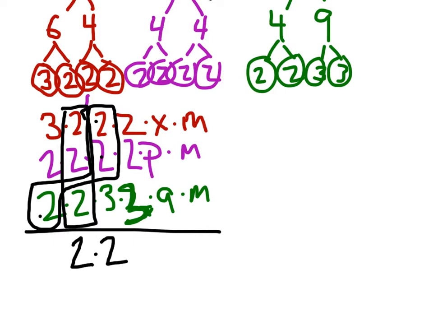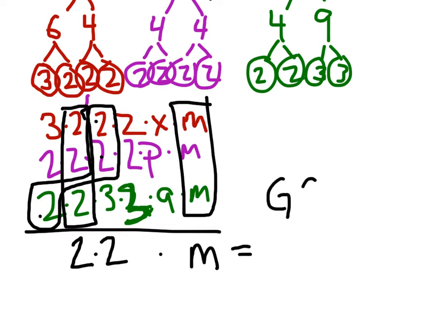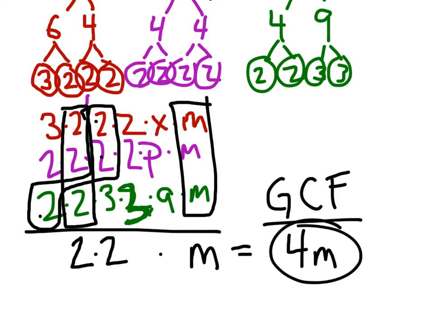Okay. What about any 2's? Are there any more 2's that match in all 3 terms? No, there's not. What about X, P's, or A's? No. But M's, we have this match. Now this is all multiplication, so our greatest common factor is going to be 2 times 2, which is 4 times M is 4M. Done. Bam.